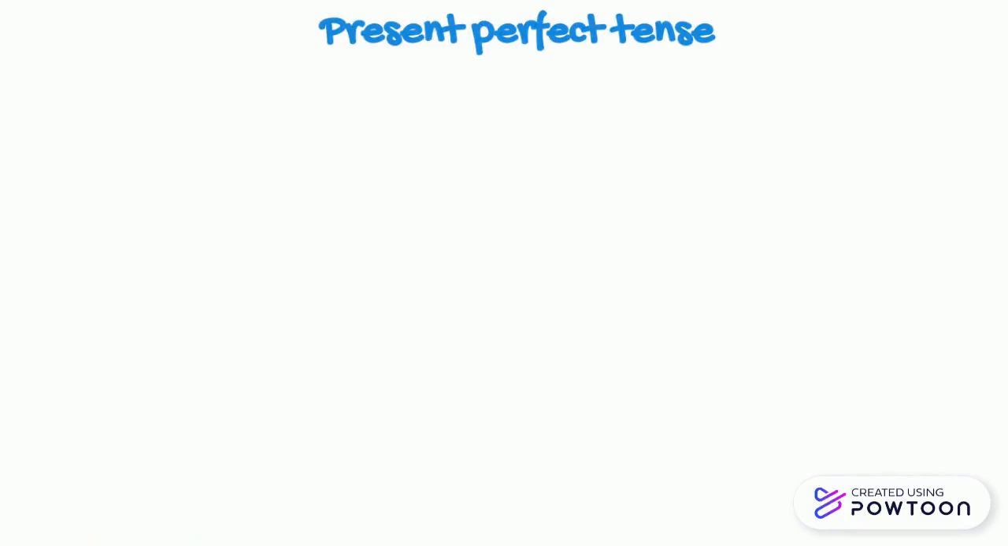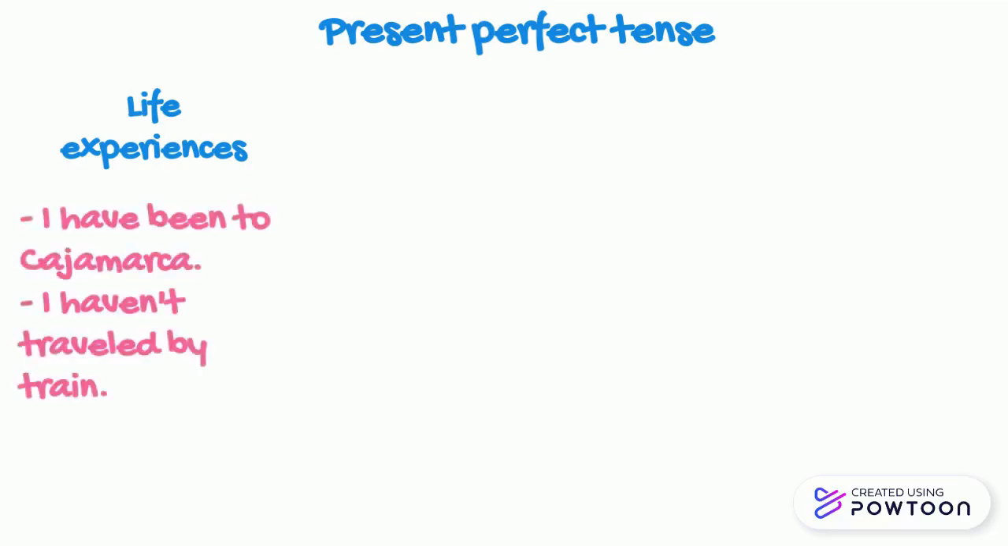As you remember, we have seen three principal uses of present perfect. Number one, life experiences that you have had or you haven't had, lo que han o no experimentado en su vida. For example, I have been to Cajamarca, I haven't traveled by train.